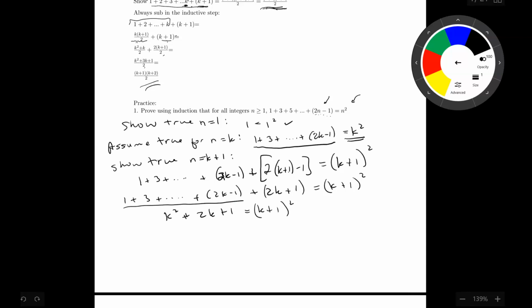Oh my goodness, is it true? Oh, sorry, it's a messy plus sign. Is this true? Is this k plus 1 squared? It is. Pretty straightforward. We've got it.